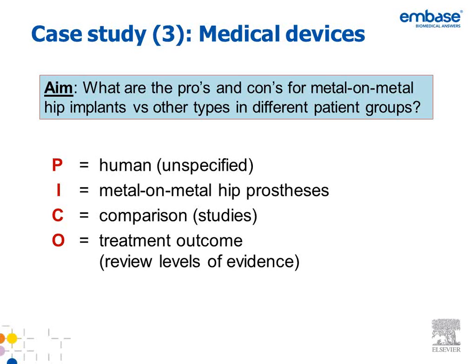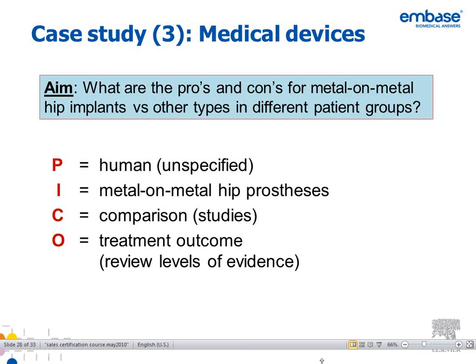So this is the medical device question. What are the pros and cons for metal-on-metal hip implants versus other types of hip implant in different patient groups? Here again is the PICO representation of this. Patients are humans. The intervention is metal-on-metal hip prostheses. We want to look for comparison studies and possibly also look at treatment outcome. That's an example that I've included in this case. So we'll come back to Embase.